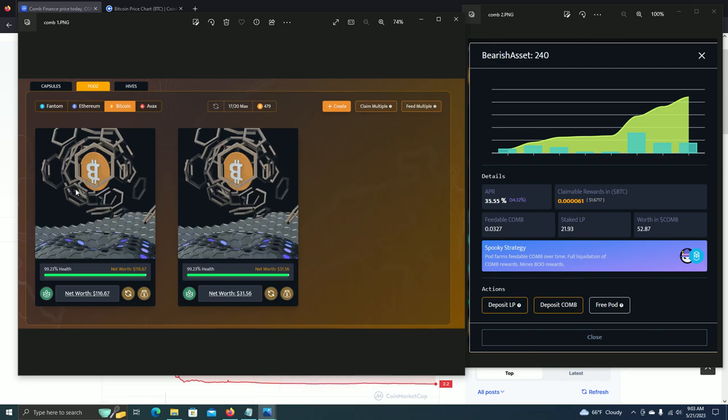Now, the cool thing about this is they used to be mintable, so you used to be able to mint these, but I think that cap has already been hit. So these pods can only be sold in their marketplace. You can check out the Comb Finance website, and if you're interested, you can buy one. Hopefully you find one at a good price. But you can also buy or sell these if you decide maybe these aren't for you.